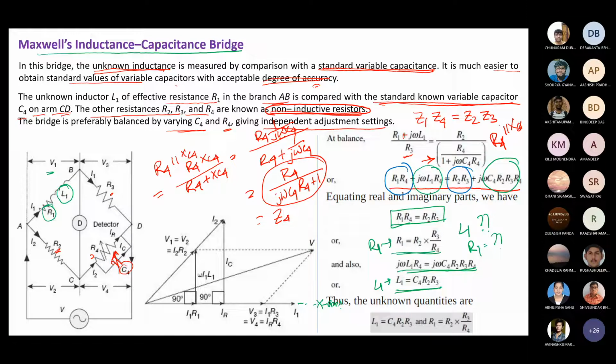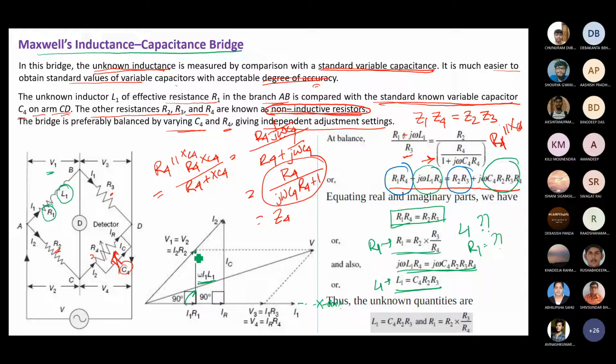Okay, so V1 equal to what? V1 equals I1 R1 plus, okay, I1 whole divided by j I1 omega L1. So it is j I1 omega L1, which is 90 degrees, this one. So it is your V1. You will get the value of V1.